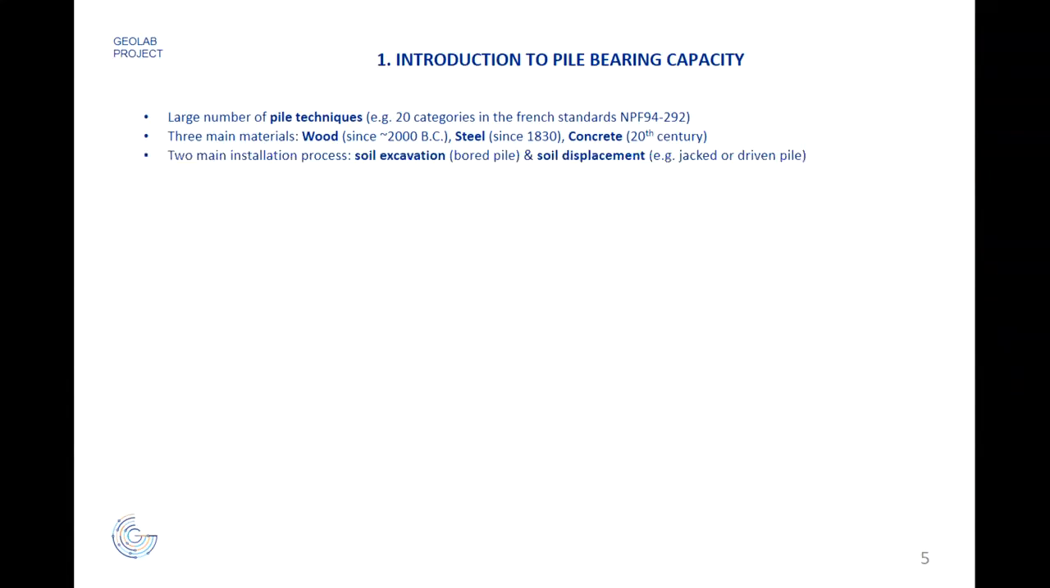There are two main types of installation. This is quite important because, depending on the type of installation, we will modify more or less the contact of the pile with the soil. So soil excavation, typically a bored pile, or soil displacement, typically jacked or driven piles.